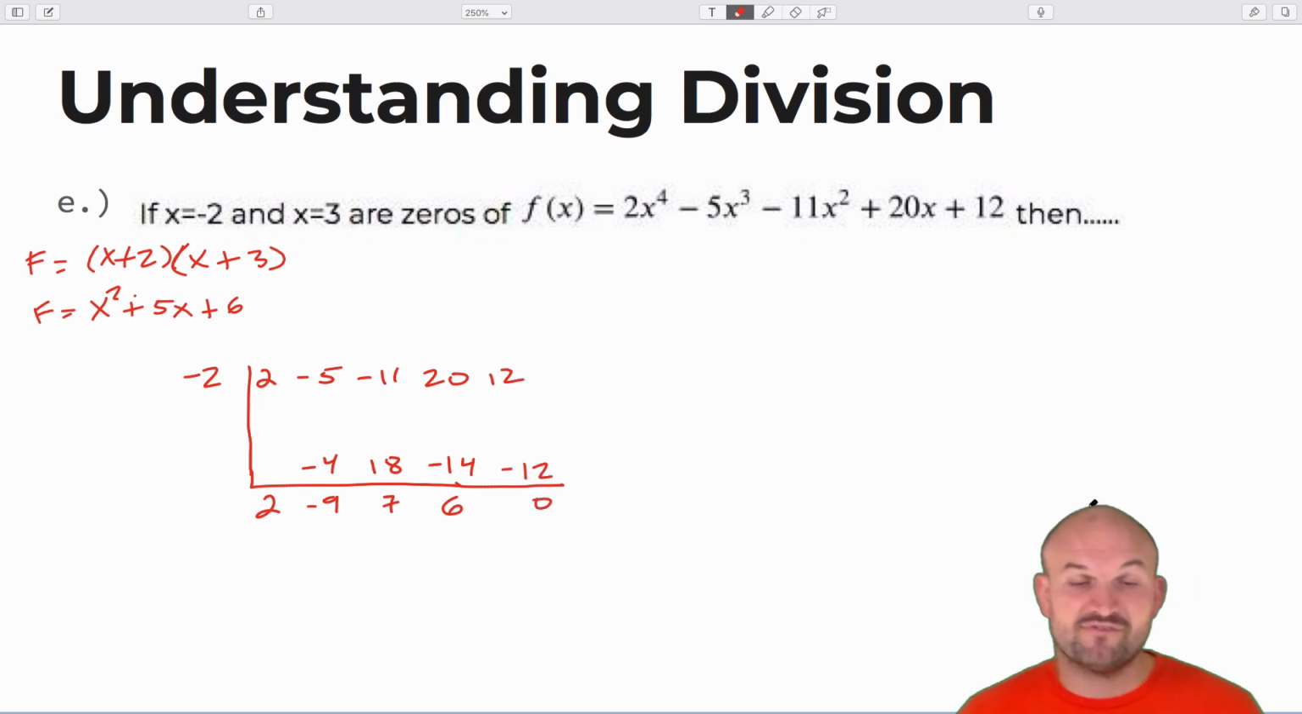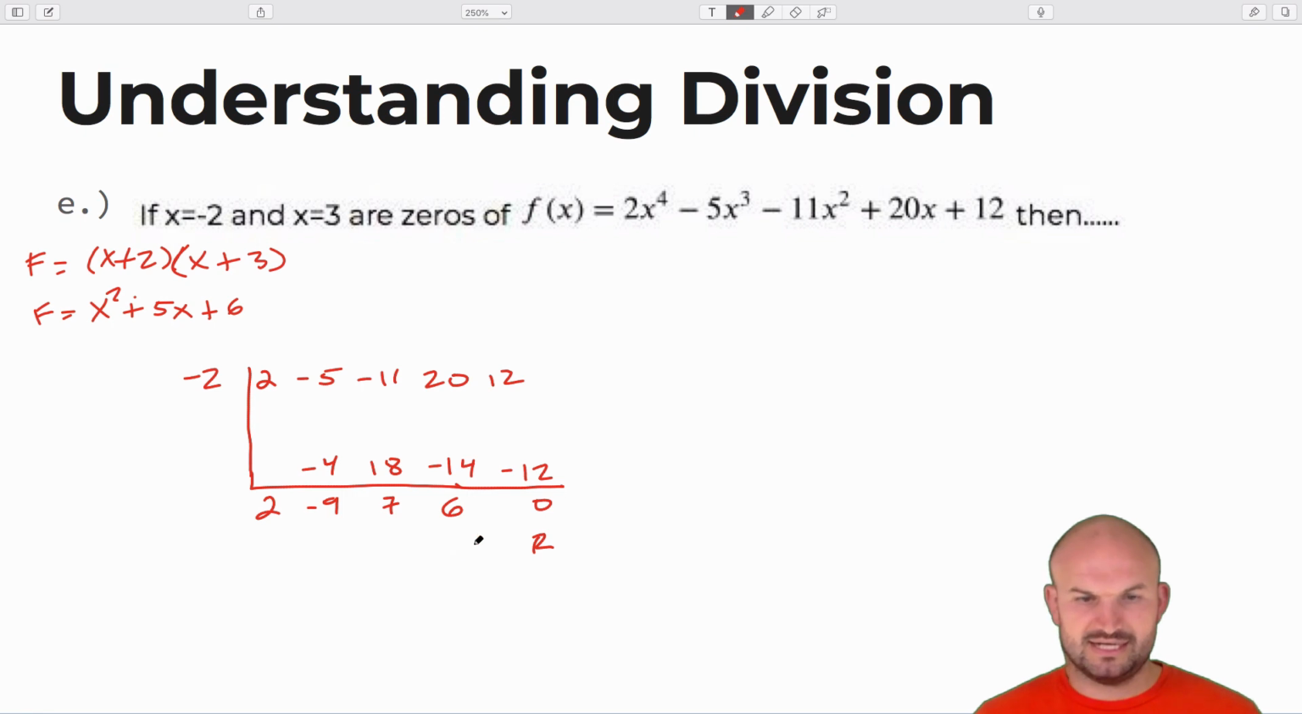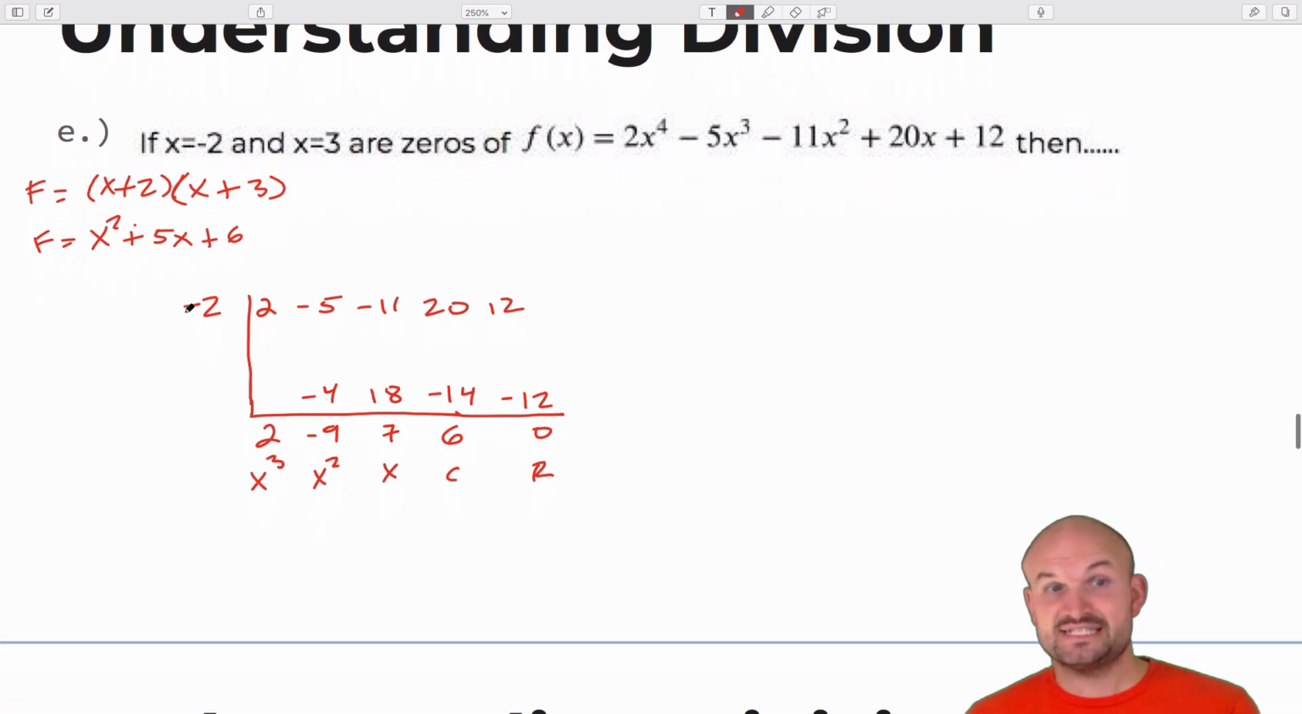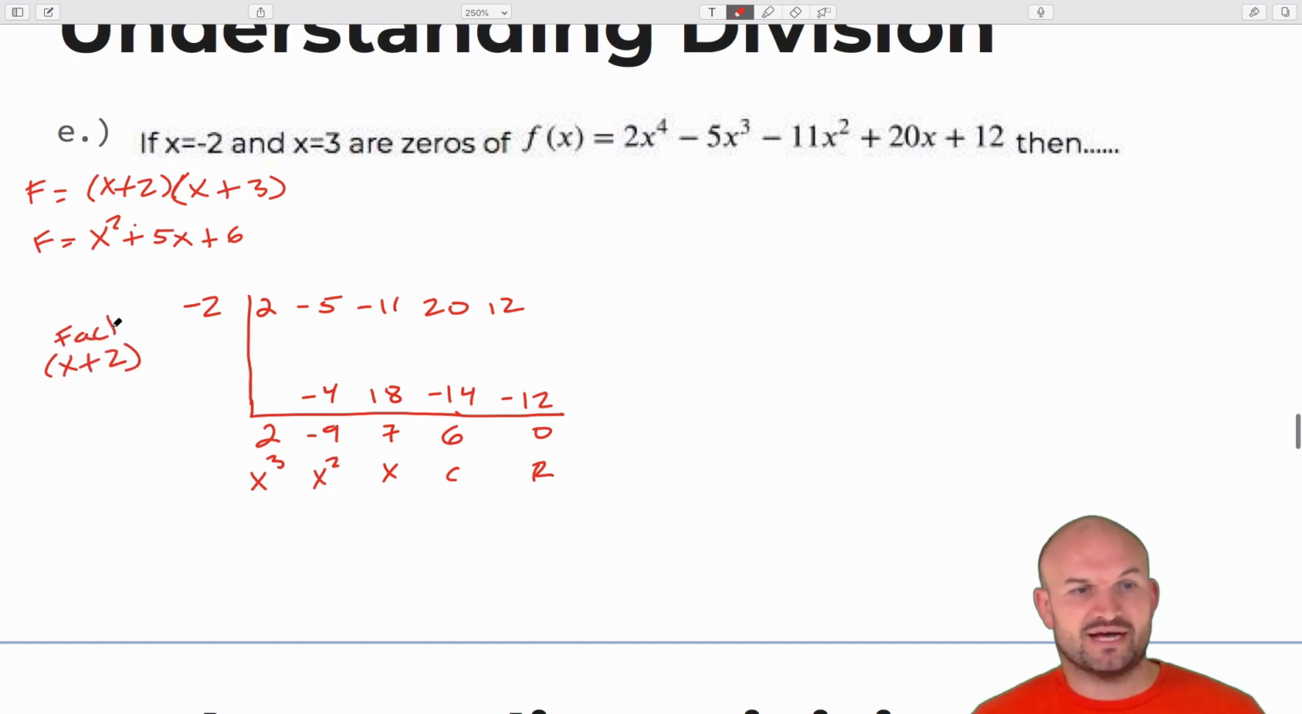Okay, now we've got to decipher again what this information is. So that's your remainder, constant. That's not a constant. Constant, linear, quadratic, cubic. Okay, so x minus negative 2 is the zero. That means x plus 2 is a factor, right? Because obviously we got a remainder of 0. That's good. And obviously we already know x plus 2 is a factor since negative 2 is a zero.